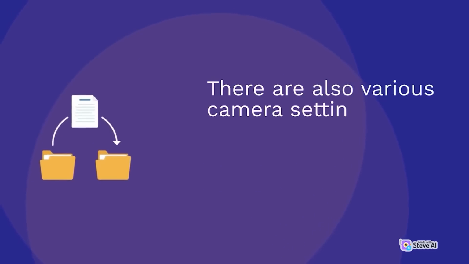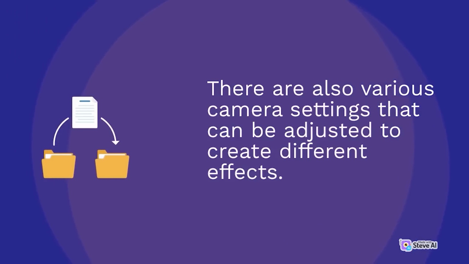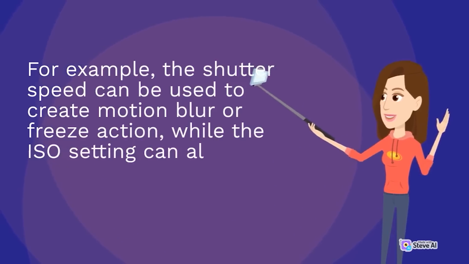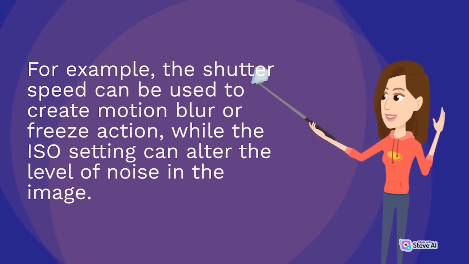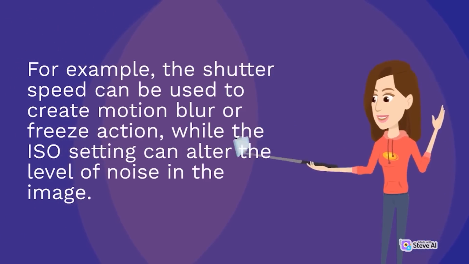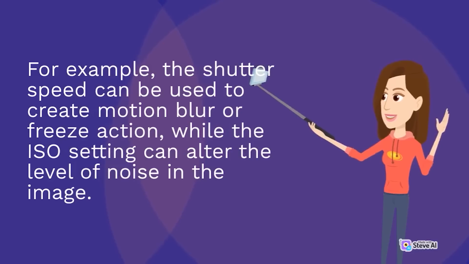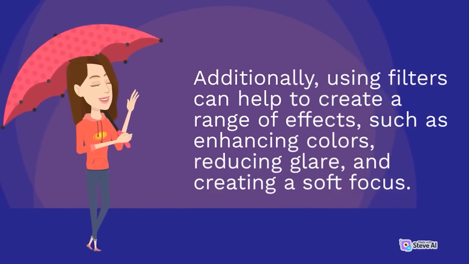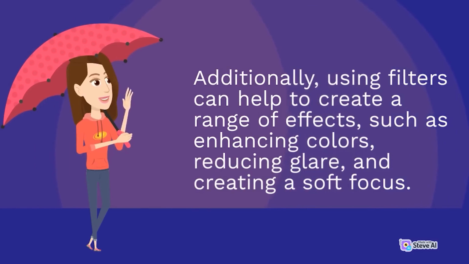There are also various camera settings that can be adjusted to create different effects. For example, the shutter speed can be used to create motion blur or freeze action, while the ISO setting can alter the level of noise in the image. Additionally, using filters can help to create a range of effects, such as enhancing colors, reducing glare, and creating a soft focus.